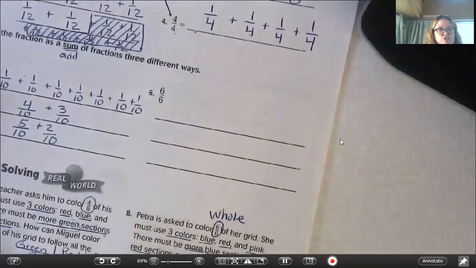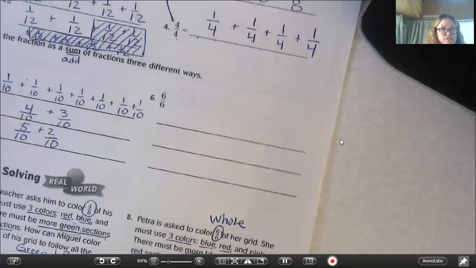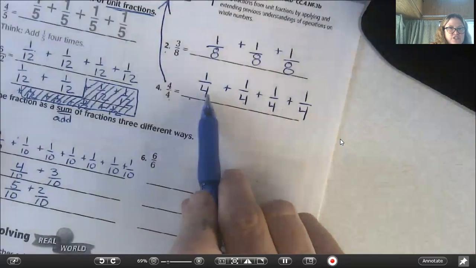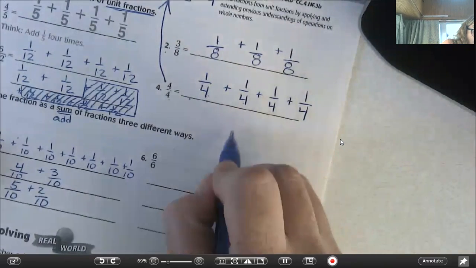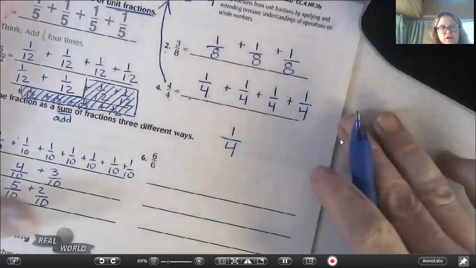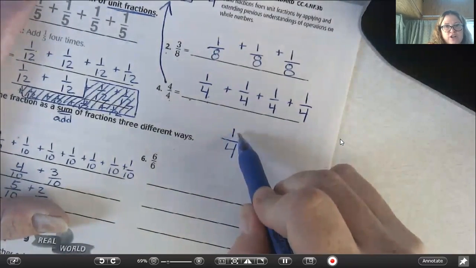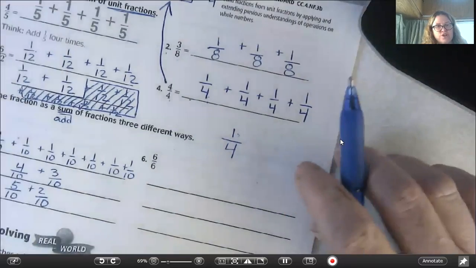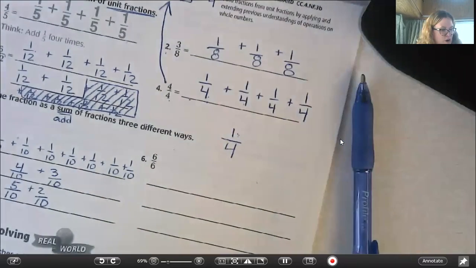So again, writing fractions as sums using unit fractions. Remember, a unit fraction is when you have a 1 in the top and then you have the label on the bottom. So the numerator will always be 1 when you're talking about a unit fraction.